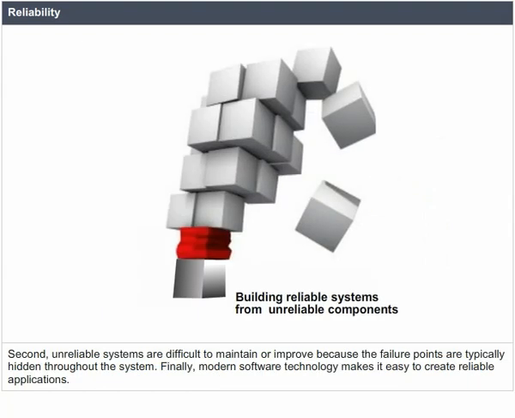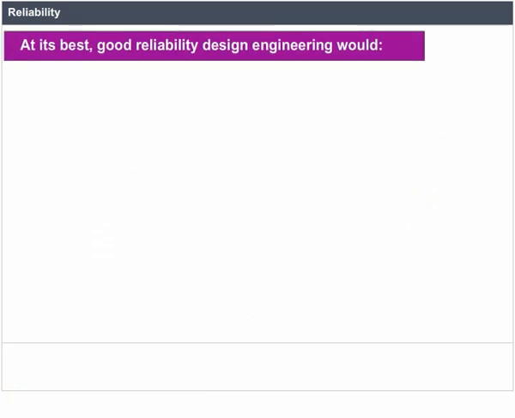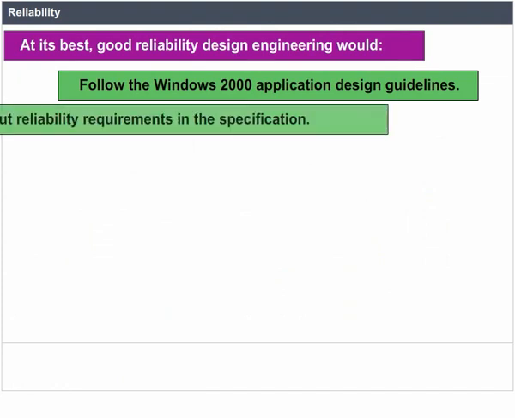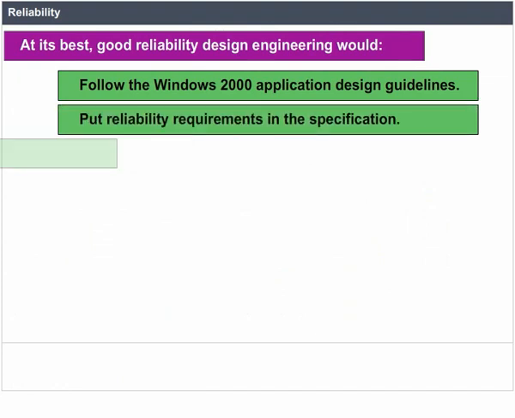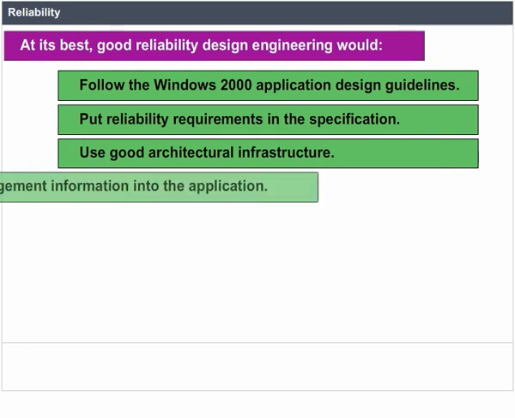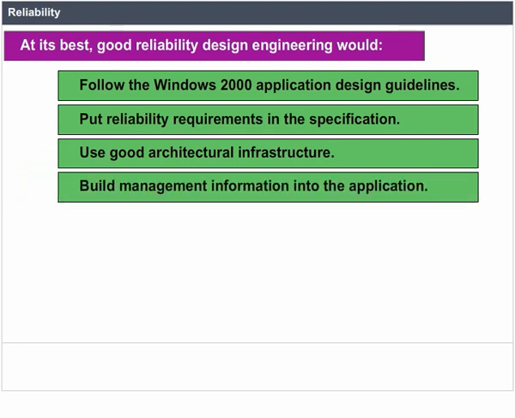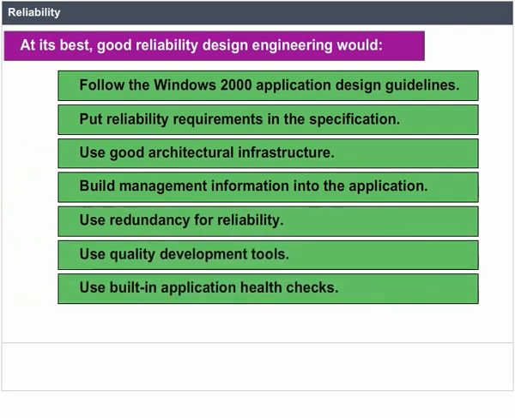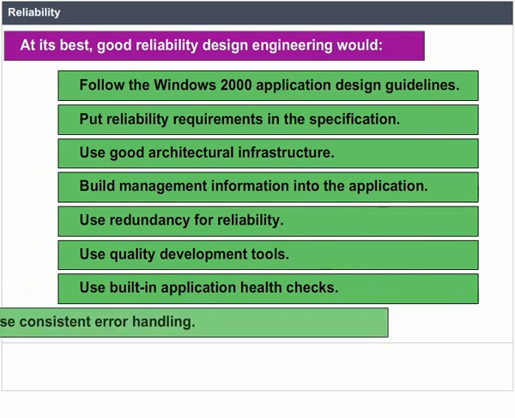Second, unreliable systems are difficult to maintain or improve because failure points are typically hidden throughout the system. Finally, modern software technology makes it easy to create reliable applications. At its best, good reliability design engineering would follow the Windows 2000 application design guidelines, put reliability requirements in the specification, use good architectural infrastructure, build management information into the application, use redundancy for reliability, use quality development tools, use built-in application health checks, use consistent error handling.